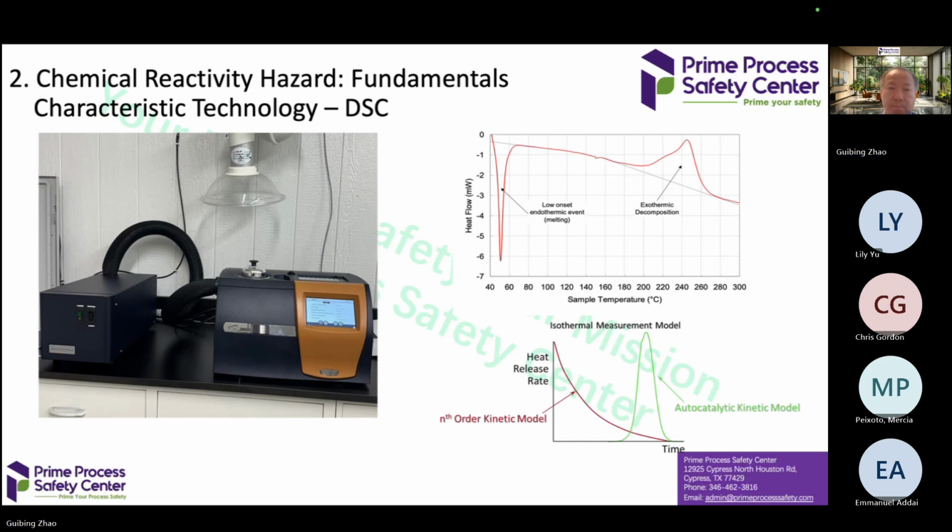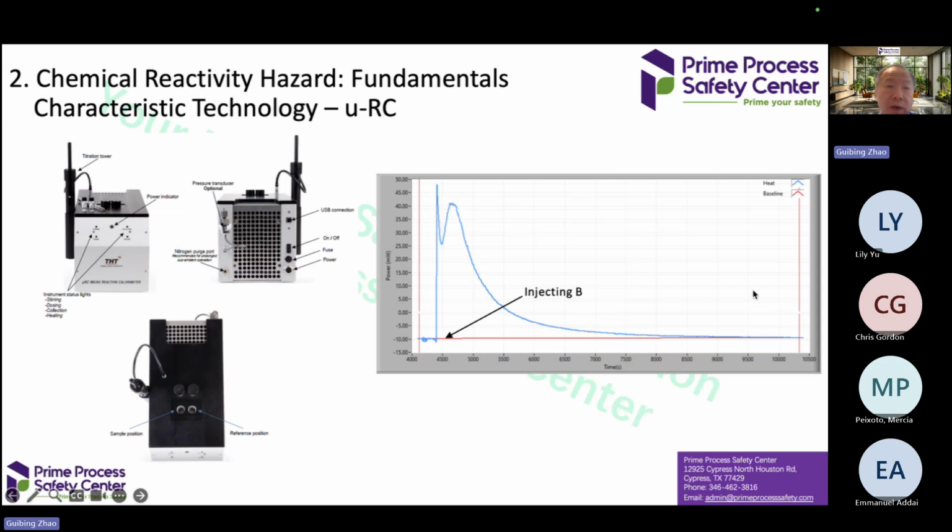The other one is the reaction calorimeter. For example, this is the THT micro reaction calorimeter, and it can be used to test intended reactions, such as how much energy can be released. This information can tell industry, under normal operation, if, for example, there is a sudden loss of cooling, how bad the intended reaction could be.